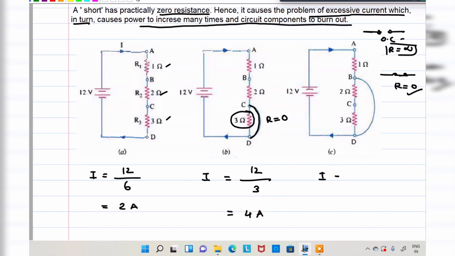Next is the third case. Here the current is short circuited, right? That means what about the resistance? 0. The 2 ohm and 3 ohm are negligible. Total resistance is 1 plus 0, 1. That is 12 by 1, equal to 12 amperes. So what about the current now? Whenever you short circuit each and every resistance step by step, the current increases. This is the first effect.